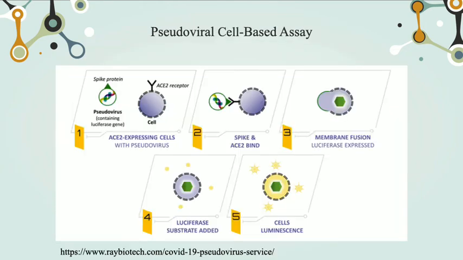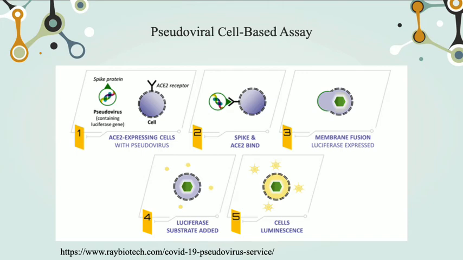Pseudoviral cell-based assay. The pseudovirus displays the SARS-CoV-2 spike protein on the surface, while the plasmid that encodes for luciferase is contained inside the particle, with no other nucleic acid present inside the pseudovirus. The spike protein will bind to the angiotensin converting enzyme 2 receptor. The membrane of the viral particle and the cell will fuse. After fusing, the plasmid will be released into the cell, where luciferase is expressed.